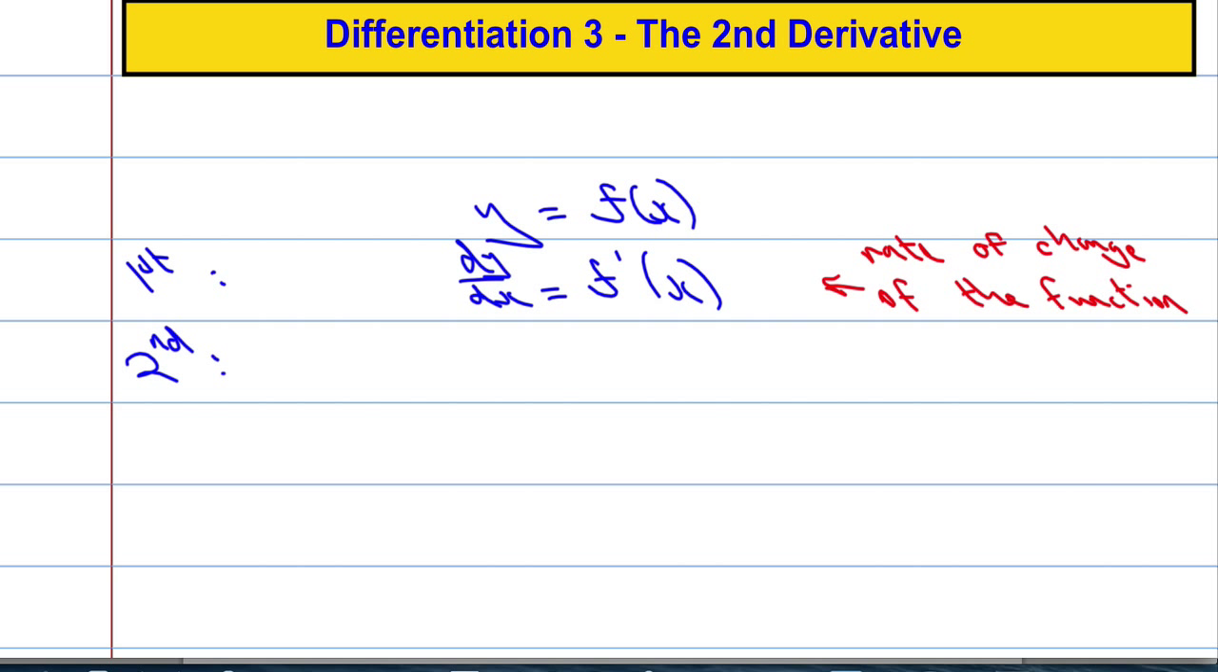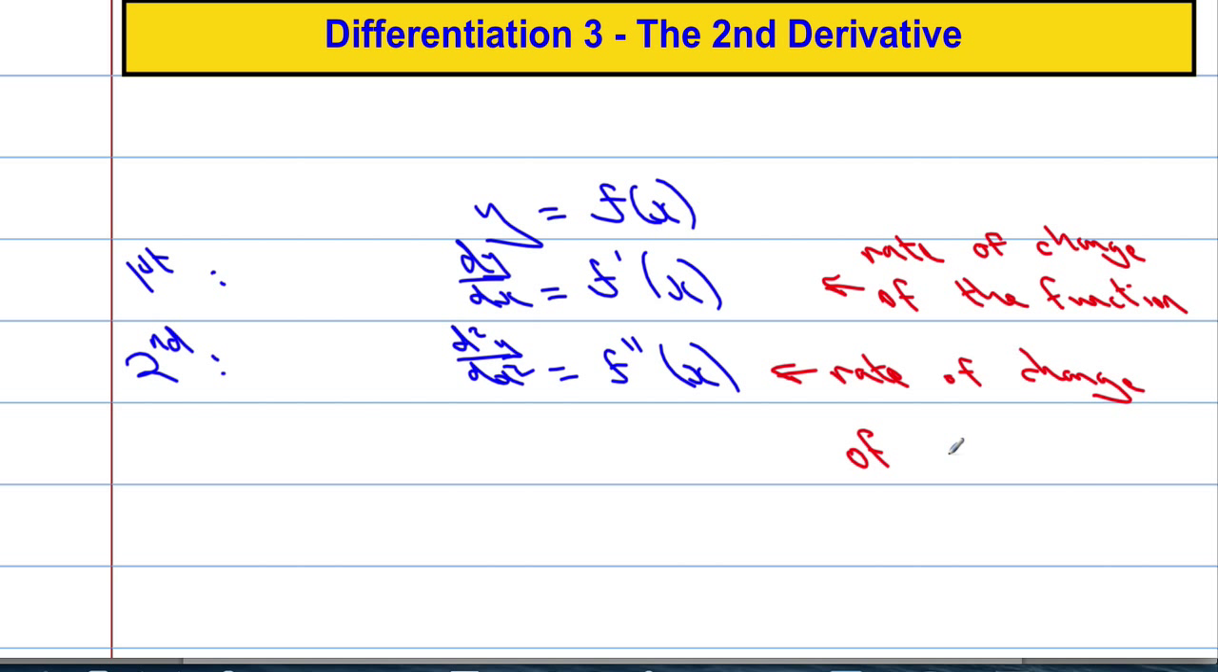And the second derivative, sometimes referred to as d2y dx squared, or f double dash of x, tells us the rate of change of the gradient function. So this tells us how much the gradient function is changing with respect to x as we change x. So the rate of change of the gradient function.